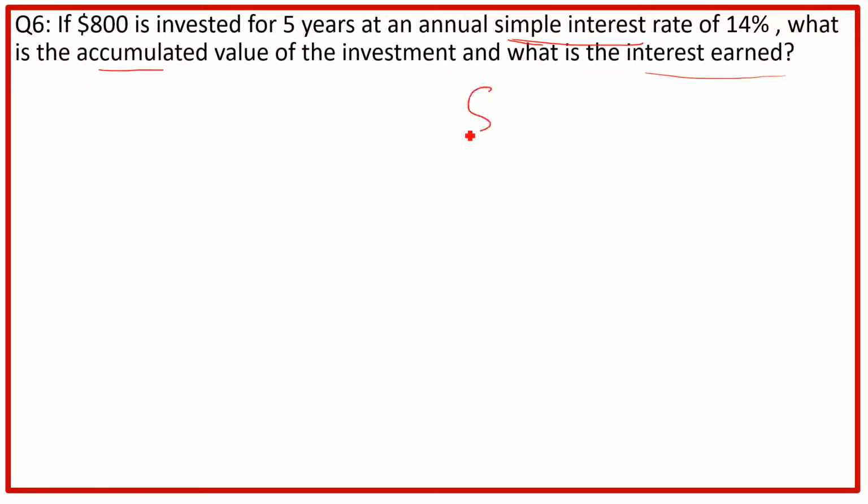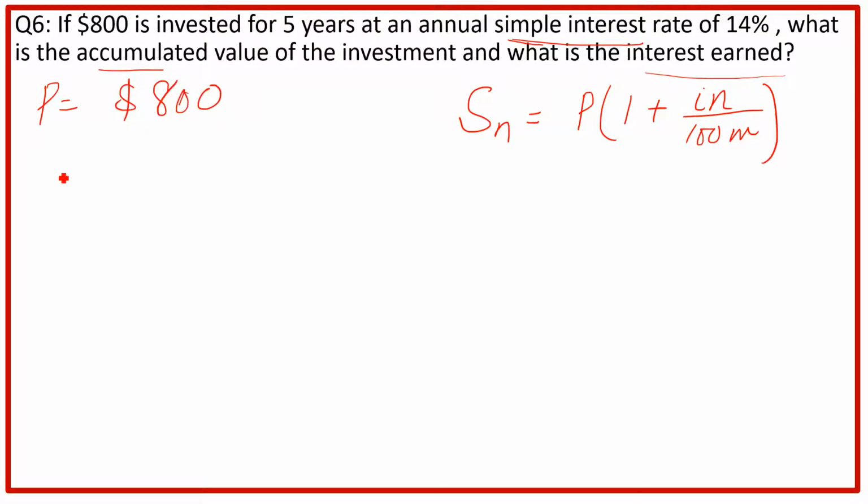I will write down the formula here. This is called the simple interest, right? S_N for simple interest: P(1 + I × N/(100 × M)). So see, if 800 is invested, it means you have $800. You are going to invest for 5 years. N, M, I is 14%, and S we have to find out.